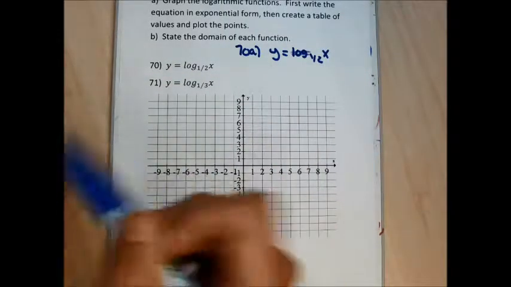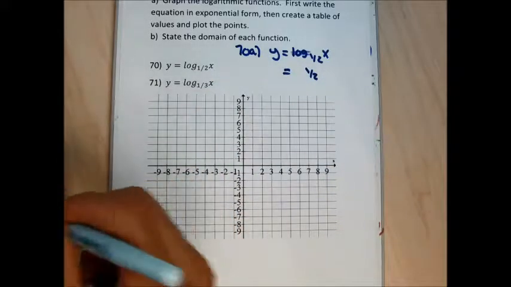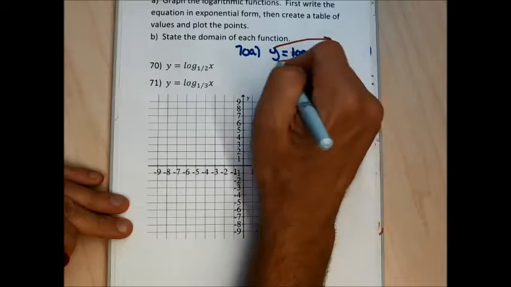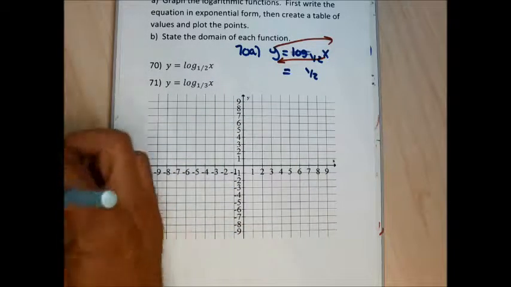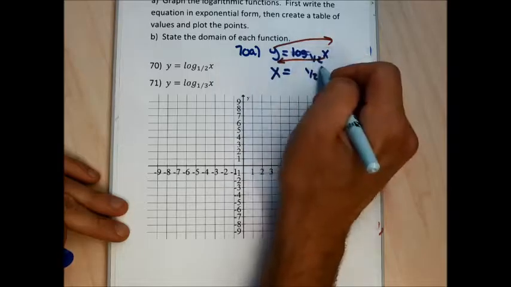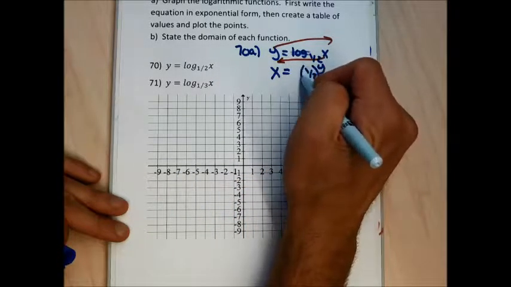I'm going to leave the equal sign alone. I'm going to leave the 1/2 on the right side in this case. I'm going to move the y to the opposite side and the x to the opposite side. When I move the x, it gets on the same level as the 1/2. When I move the y, it becomes an exponent. So the function I'm graphing is x equals 1/2 to the y.